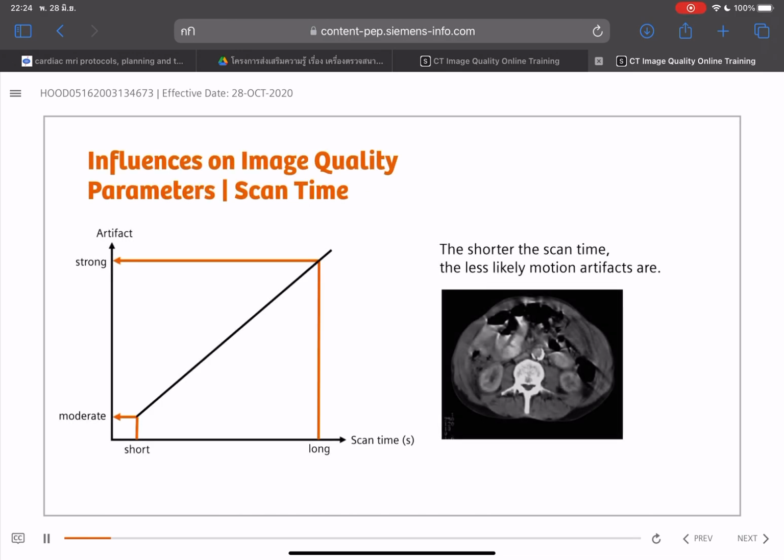The scan time determines the speed and temporal resolution of the acquisition. This graph shows the correlation between scan time and the occurrence of motion artifacts. The shorter the scan time, the less likely motion artifacts are.